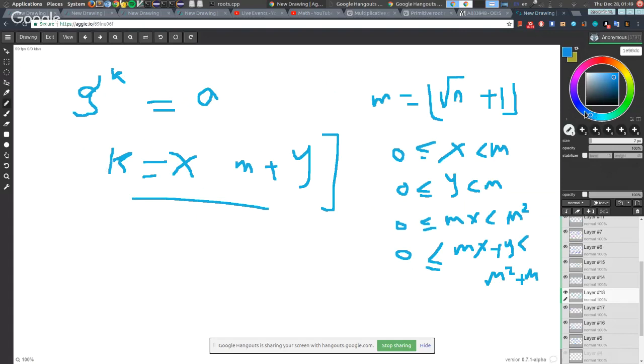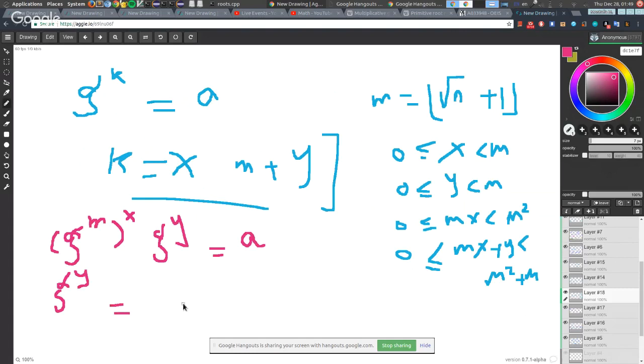So after we substitute with this, we get this form, which is g to the power m, to the power of x, and g to the power of y. This is equal to a. So if this is true, then we have this equality.